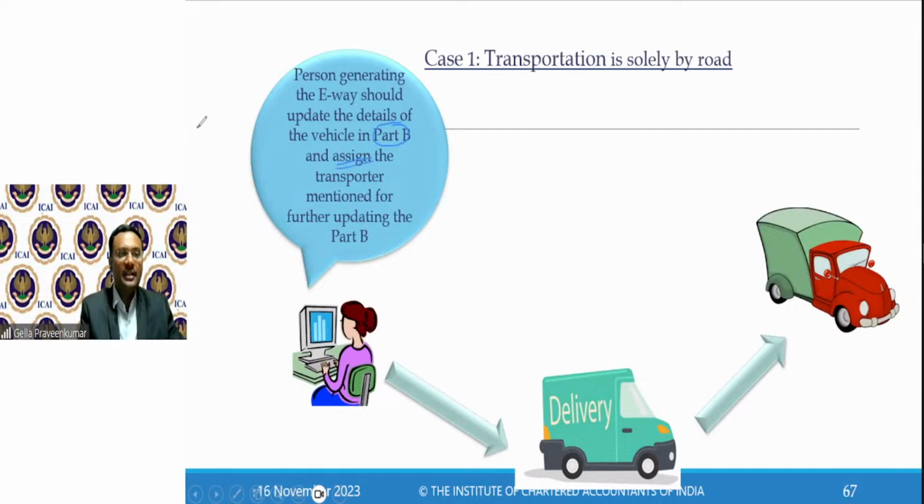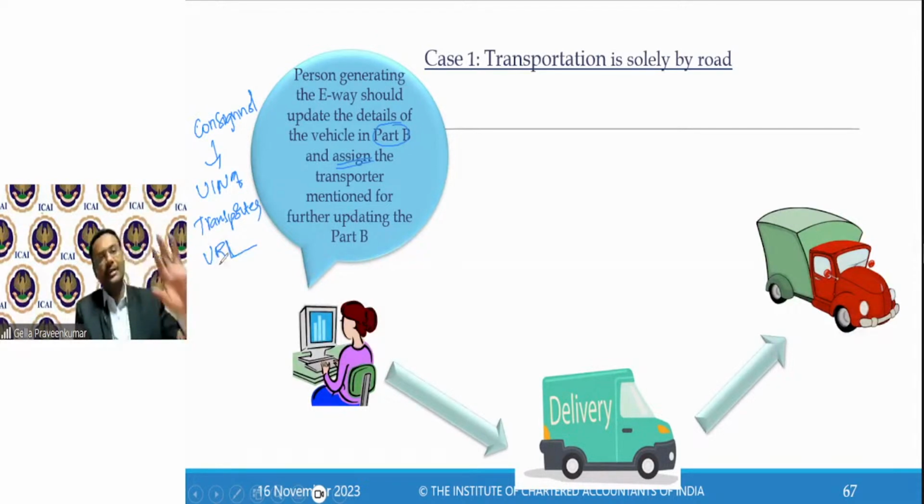The moment the consigner mentions the UIN, unique identity number, of the transporter. Now, for example, VRL. They are registered in all states of India. Assuming for a moment they have 28 registrations, all 28 registrations put together, they have one unique identification transport number. That unique identification number, the moment I mention it, goes and sits in the VRL doc.